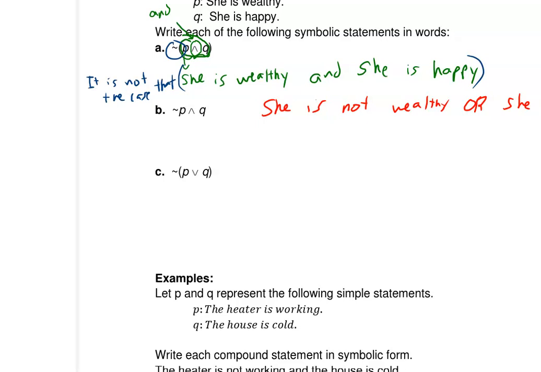So "she is not wealthy or she is not happy" would be how you would negate the statement "she is wealthy and she is happy." We just have to take away one of those things. All right. And because it only has to be one, we use the word "or." Okay. So this would be another way of saying the same thing.